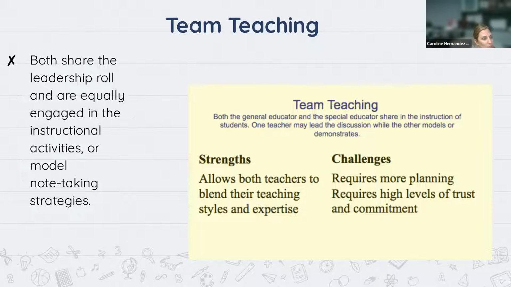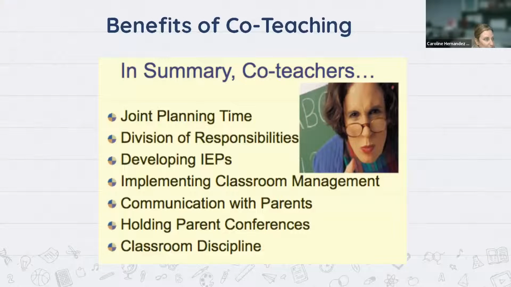The co-teaching model works best if there's joint planning time and a full division of responsibilities. Both teachers take ownership in developing a student's IEP, implementing classroom management strategies, communicating with parents, holding those parent conferences, and also working on classroom discipline or classroom management.